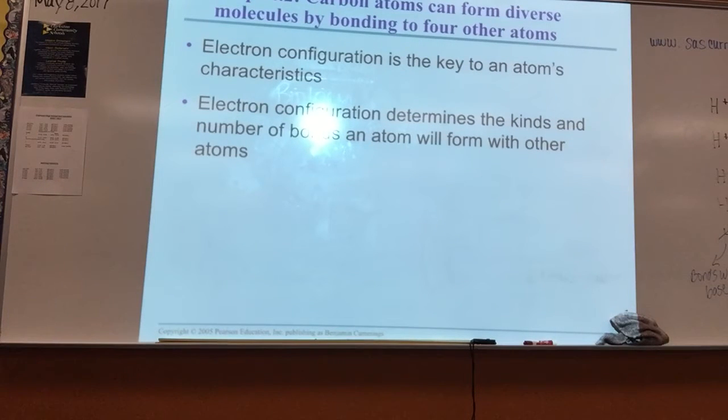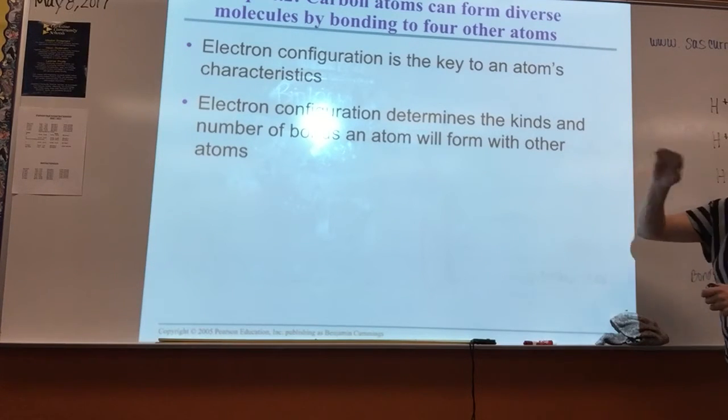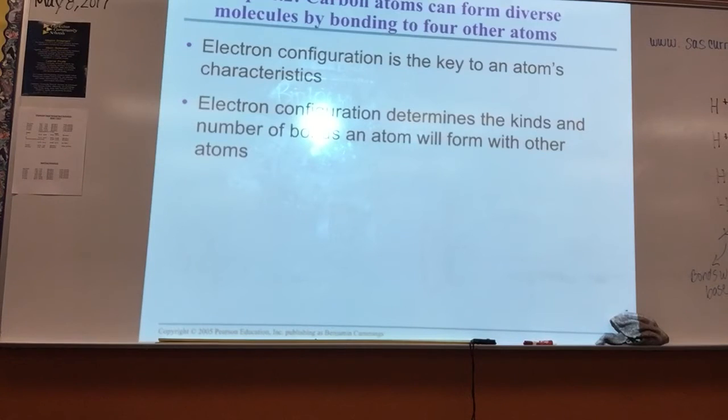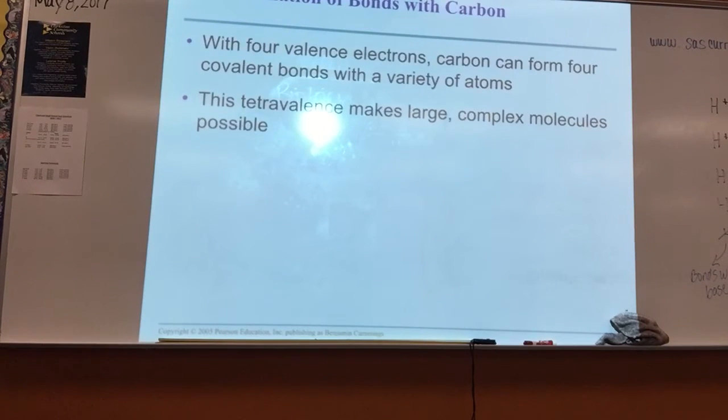All right, so let's talk about carbon, just a quick little review about carbon. An atom's electron configuration gives the atom its characteristics. It's key to an atom's characteristics. It determines the kinds and number of bonds that an atom will form with other atoms.